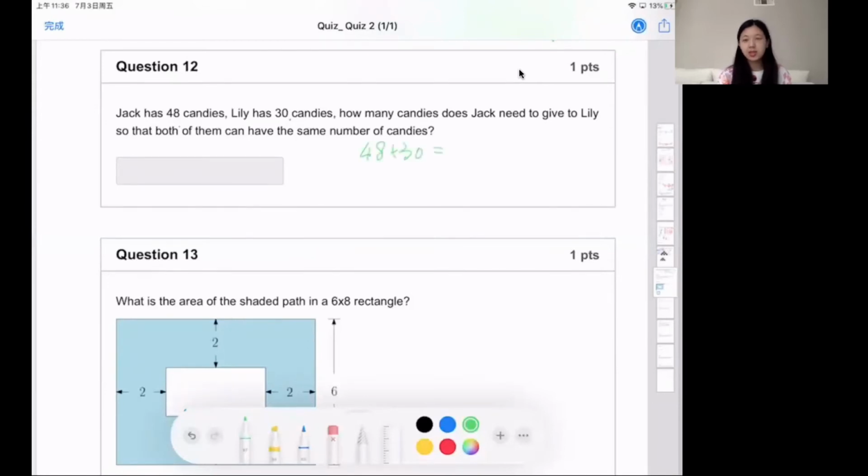Let's know what the total is first. It's 78, right? And then we want both of them to have the same number of candies. So we use 78 divided by 2. It's 39. And then we want to know how many more Jack needs to give to Lily. So we use 48 minus 39. So he needs to give Lily 9 more candies, right?